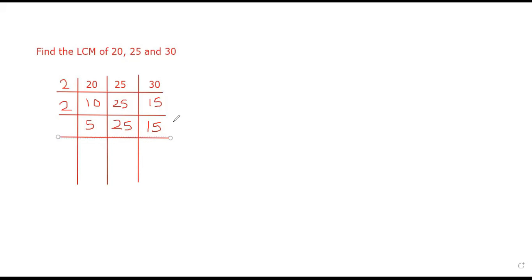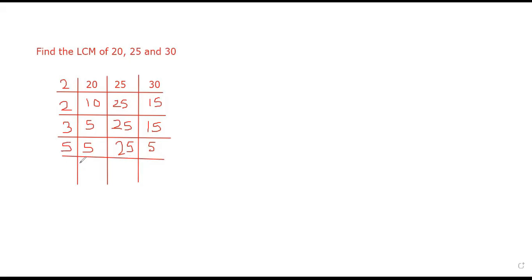Here, 2 can't divide any of the numbers, so I'm going to go to the next prime number, which is 3. Okay, I'll try 3. 3 can't divide 5 except with a remainder, so I'll basically have a 5. I'll have my 25. And 3 can divide 15, that will give us 5. Now, the next thing I'm going to do is draw my line. And then I'm going to use 5 here.